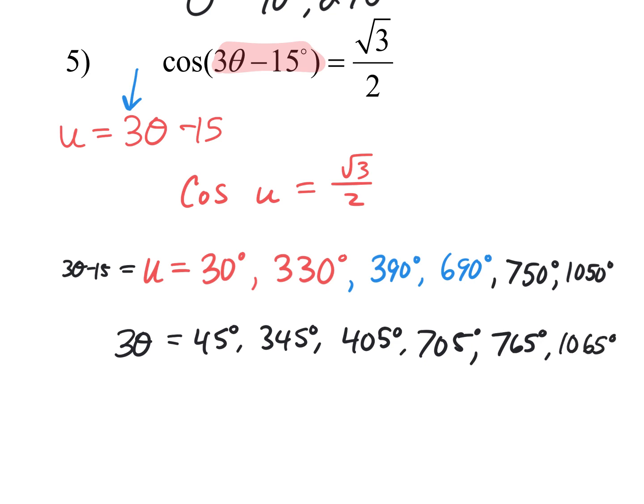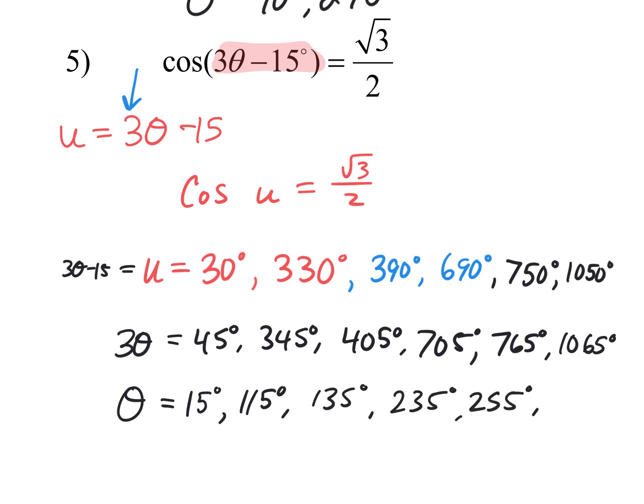All right, now we're getting closer to an answer. These are our values for 3 theta. Now to solve this, we're going to divide all our answers by 3. So our 6 legitimate solutions are going to be 15 degrees, 115 degrees, 135 degrees, 235 degrees, 255, and 355.